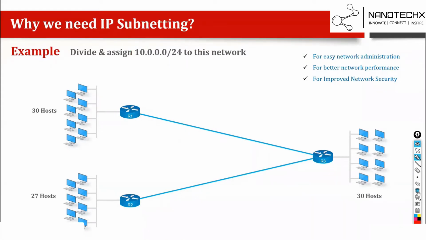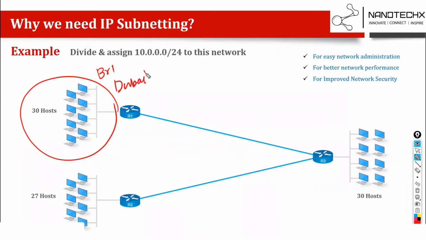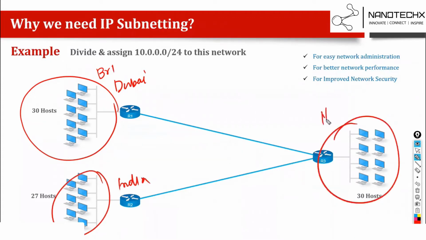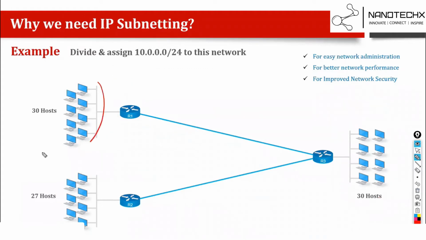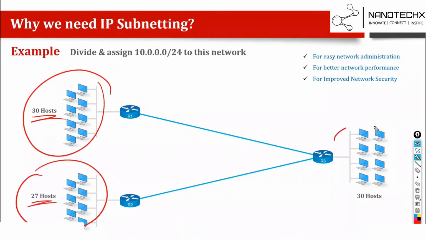So the requirement is that there are 30 computers. Let's say this is your company's branch 1, which is in Dubai somewhere. Then this is somewhere in India. This is somewhere in Nigeria, let's say, right? So they want to connect them together. They are saying in our Dubai branch, we have 30 computers, 30 hosts. Here we have 27 computers. Here we have 30 computers. And then we also have 2 additional networks.